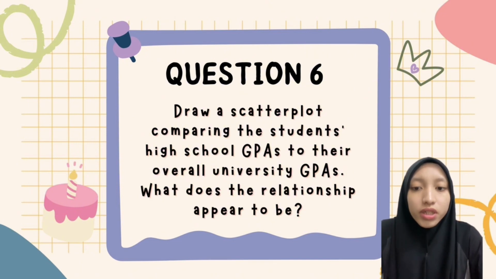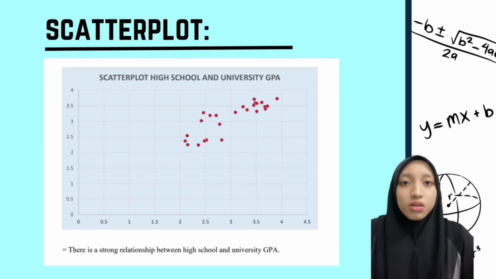Next, my question 6 is draw a scatter plot comparing the students' high school GPAs to their overall university GPAs. What does the relationship appear to be? So the answer is, I already drew the scatter plot and I found there is a strong relationship between high school and university GPAs. That's all from me.